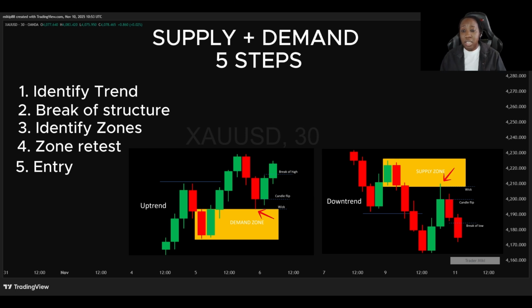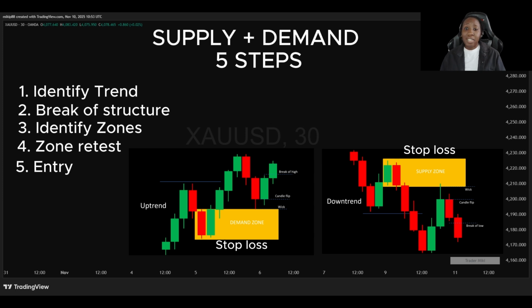The second entry is when the wick taps the zone. I could get straight into the trade using either a manual entry or limit order, but this entry is better when the trend is strong. Third entry is the break of the candle after a closure outside of the zone. So it could be a break of a high or break of the low.